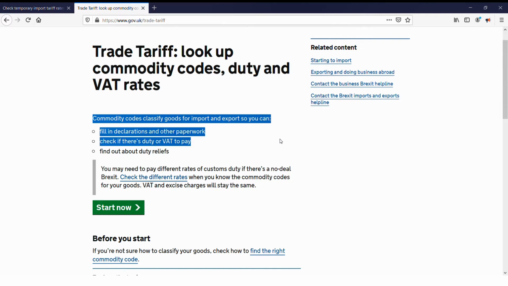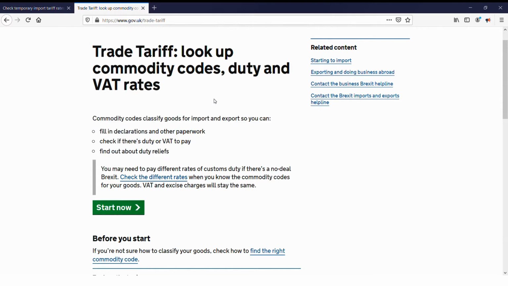Check if there's duty or VAT to pay. Find out about duty reliefs. We will look at the structure of commodity codes very shortly. Duty. Duty is another term for a charge that you pay to the customs authorities. If you either import or export goods, you may have to pay this charge. We refer to duties throughout this series of videos, and we even briefly compare duties to other types of taxes and goods charges, but that will be for later on.